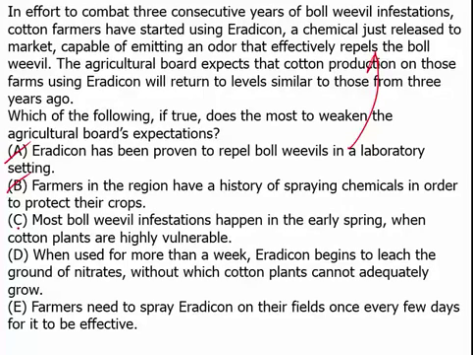C. Most boll weevil infestations happen in the early spring when cotton plants are highly vulnerable. We know that boll weevil infestations have happened. We know that they've negatively affected cotton production, and so C is just kind of reiterating this and giving us more specific details, but it doesn't address this assumption that there's something else going on that could possibly be affecting cotton production, or that there's maybe something off about Eradicon.